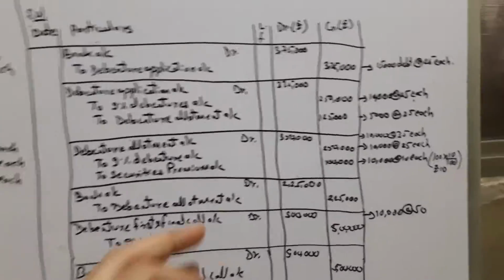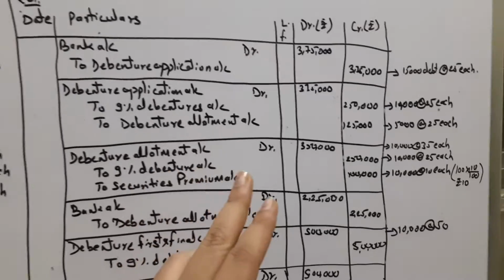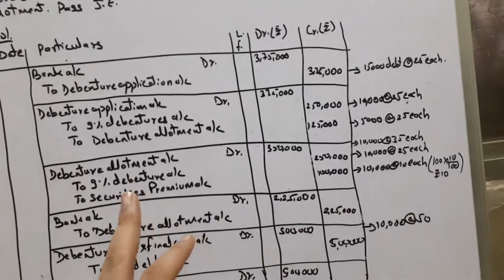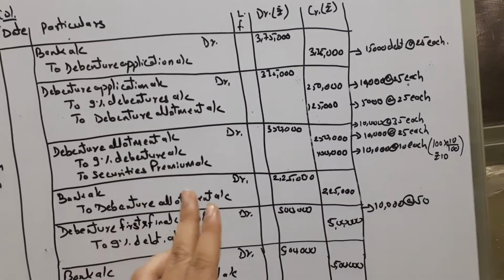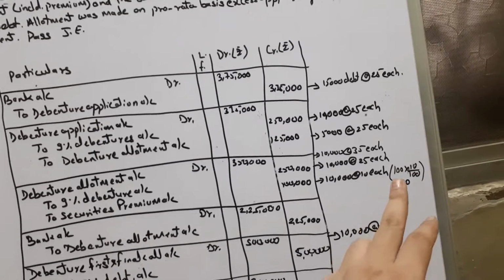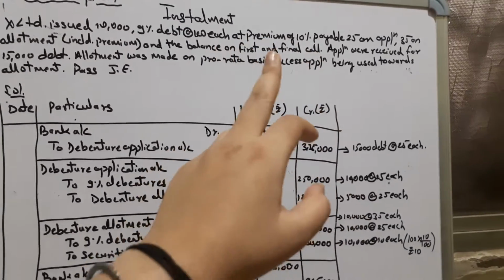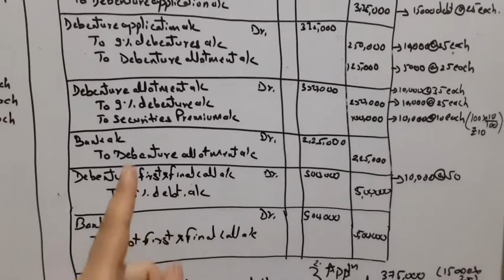Resuming the question, as you can see, the debentures allotment account is debited with 3,50,000, 10,000 debentures at 35 each, to 9% debentures account, where 10,000 multiplied by 25 each, and to securities premium, where 10,000 multiplied by 10 rupees each. How has this 10 rupees come? 100 into 10%, because the question very clearly states that the premium is 10%, and this premium is always calculated on face value. So this was the due entry.